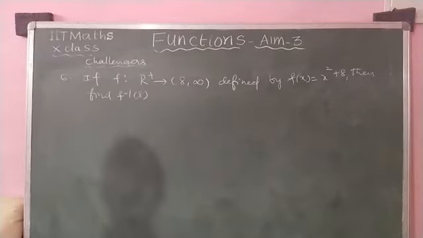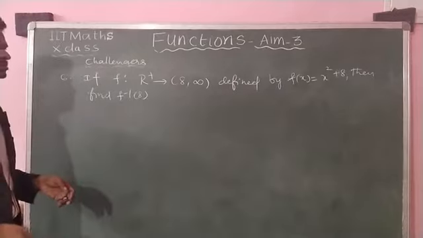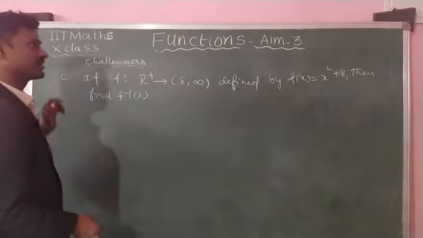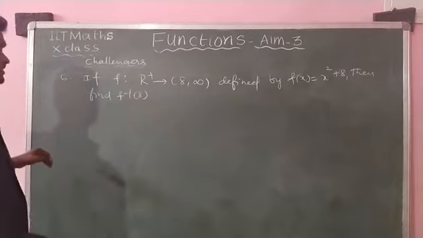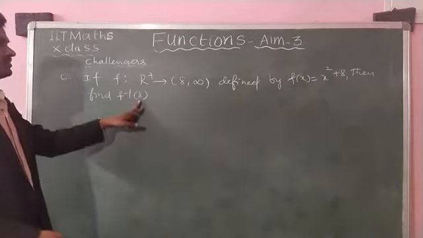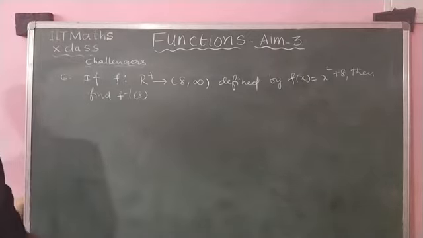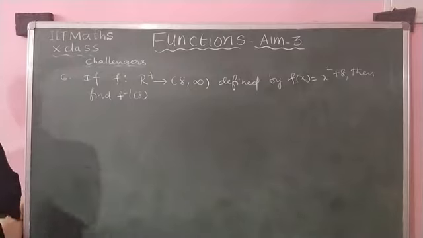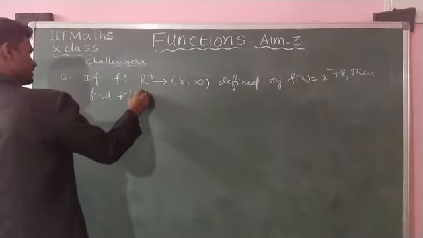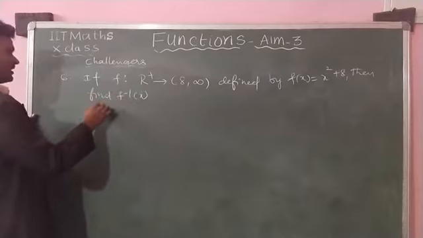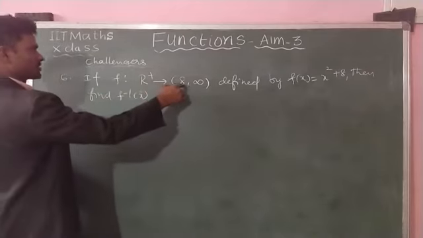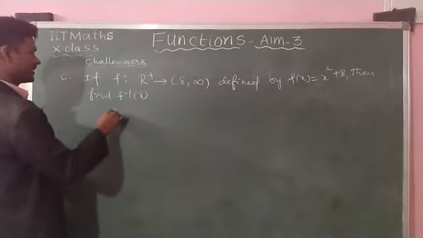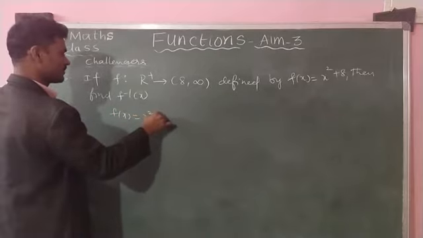Okay, next, sixth problem. If f is a mapping from R plus to 8 comma infinity, defined by f of x is equal to x square plus 8, then find f inverse of x. See here, f is a mapping from R plus to 8 comma infinity. Here f of x is equal to x square plus 8.